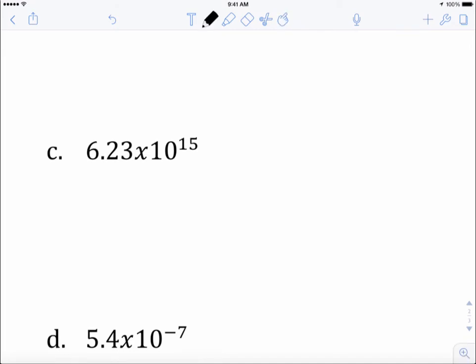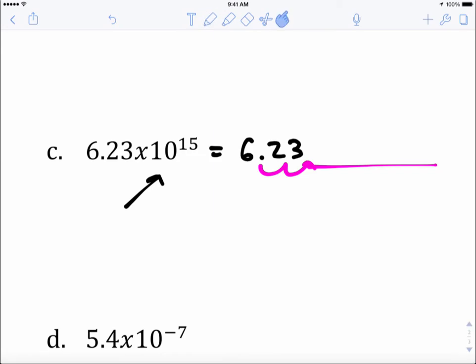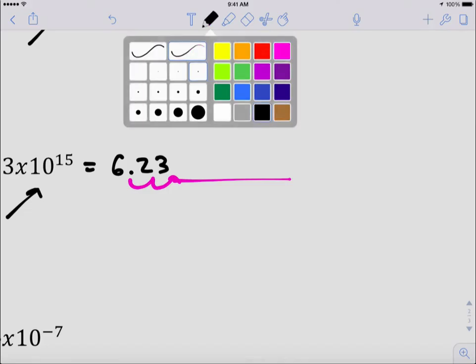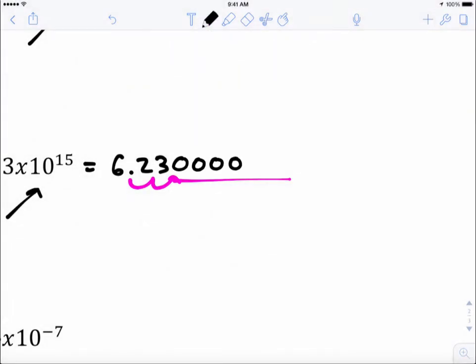All right, similar to before, we're multiplying 6.23 by a very large number, some power of 10. It means we are going to be moving this decimal place to the right 15 spaces. Here's 1, 2, meaning we've got 13 left there. Holy cow, that's a lot of zeros. 1, 2, 3, 4, 5, 6, 7, 8, 9, 10, 11, 12, 13.